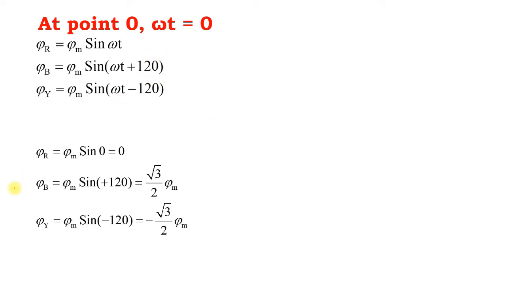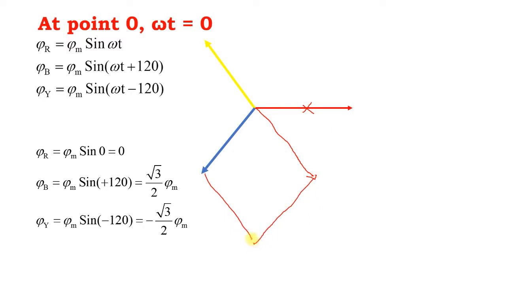This is the result. Now we'll put these results on the vector diagram. The red phase is 0 and yellow has a minus sign. It is drawn exactly opposite to the yellow line. Now we get the resultant of these two vectors, which is represented by phi r. This is what we call phi r.